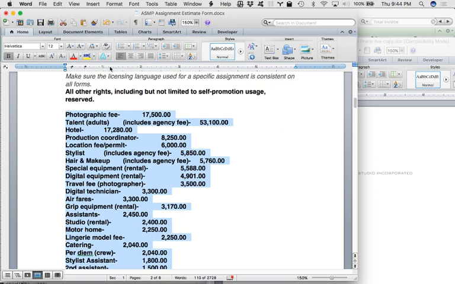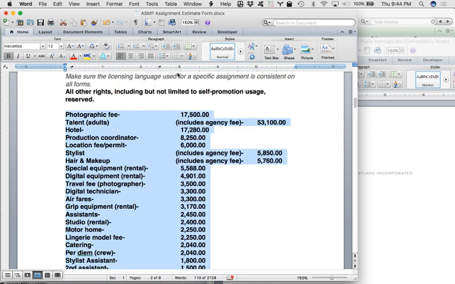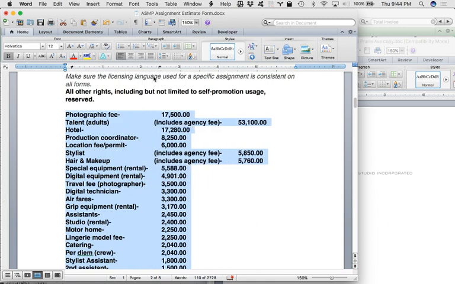If you click on one and start to drag it over, you will see that that controls. Now, what this is controlling is the language that actually says include agency fee. So I'm going to drag mine over on my little ribbon guy until it's about two and three of those clicks.